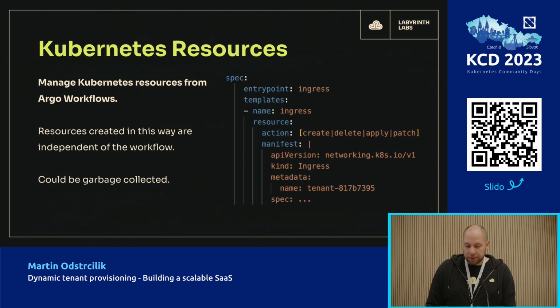Also, Argo Workflows has direct support for creating Kubernetes resources. So instead of running some Helm or kubectl within the workflow, you can leverage this built-in mechanism, just specify the task that will either create, delete, apply, or patch Kubernetes resource. In this case, we are creating ingress resource that will be used for ingress path for a tenant.